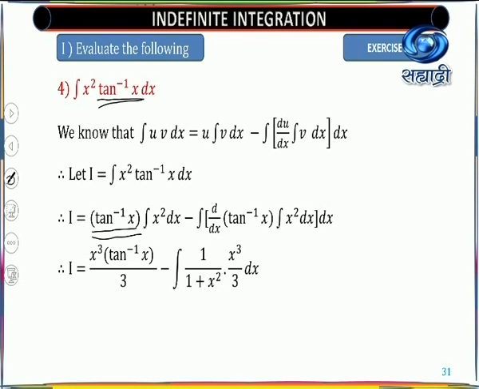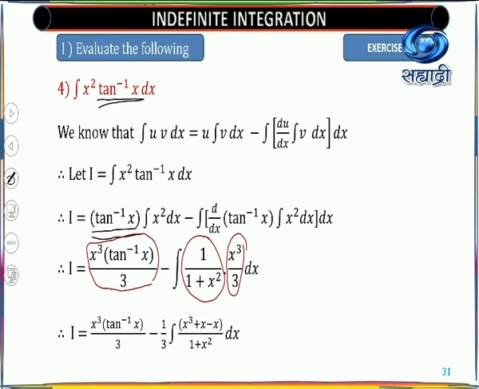So x cube upon 3 tan inverse x, you got the first term. This is your first term. Now you have already integrated. Now the second term is the differentiation of tan inverse x, and the integration of x square, that is x cube upon 3 dx. So 1 upon 3 is a constant, that you are able to take outside the integral sign.